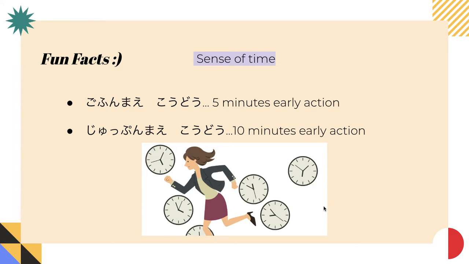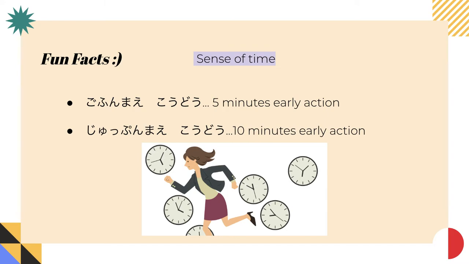So, after we all learned about new phrases, this is today's fun fact. I'm going to talk about the sense of time that we have in Japan. There's a thing called 5分前行動 and 10分前行動. 5分前 means 5 minutes earlier. 10分前 means 10 minutes earlier.